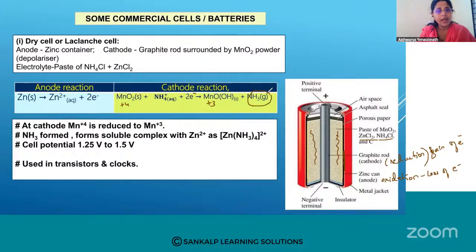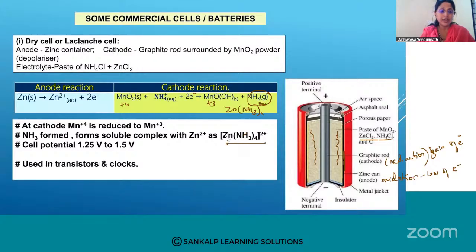Actually, NH3 gas is not liberated as a gas, because it combines with Zn2+ and forms [Zn(NH3)4]2+. This particular ion is formed. So when showing it, we show it like this. That is why I said this dry cell reaction is very complex. So at the cathode, Mn4+ is reduced to Mn3+. NH3 forms a soluble complex with Zn2+ as [Zn(NH3)4]2+.